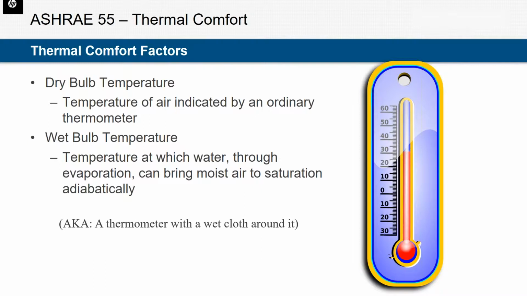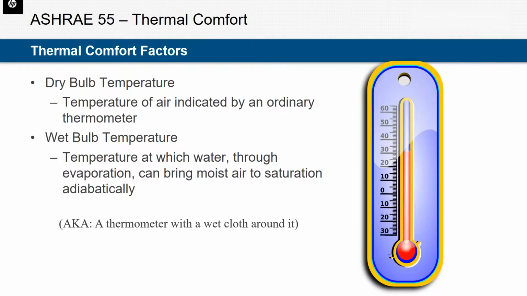So if we take any typical thermometer and put a wet sock around it, it will reduce the temperature it measures based on the humidity of the air around it, because that wet cloth is evaporating, and that is an endothermic process, and that is drawing heat away from the thermometer, and that is reducing the temperature measured.